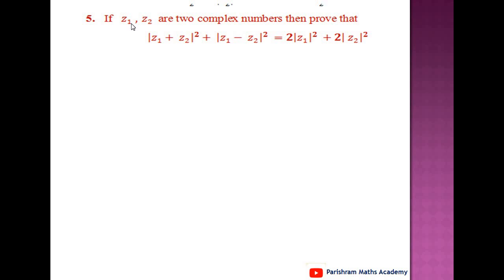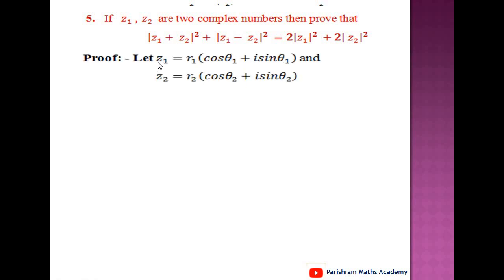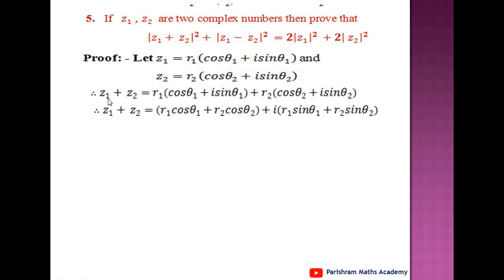Next, if z1, z2 are two complex numbers, then prove that mod of z1 plus z2 square plus mod of z1 minus z2 square equals 2 times mod of z1 square plus 2 times mod of z2 square. Solution. Let us take z1, z2 as two complex numbers in polar form. First we can find the value of z1 plus z2. This value of z1 plus this value of z2. Therefore, r1 cos of theta 1 plus r2 cos of theta 2 plus I times r1 sin theta 1 plus r2 sin of theta 2.